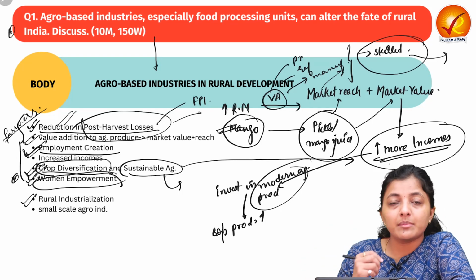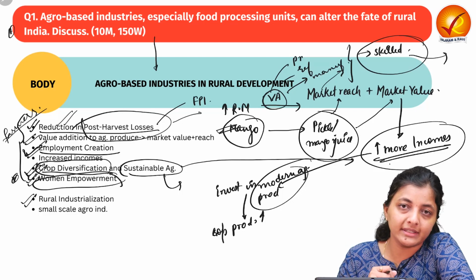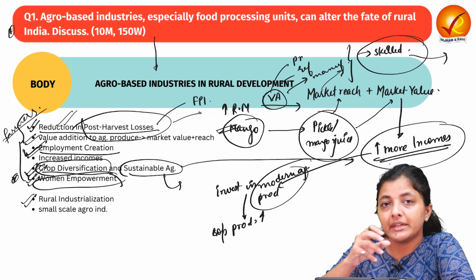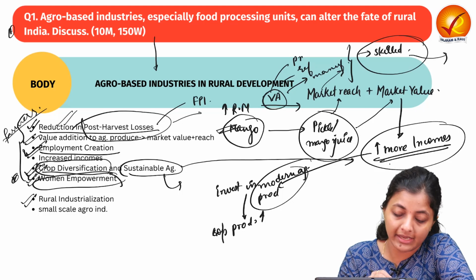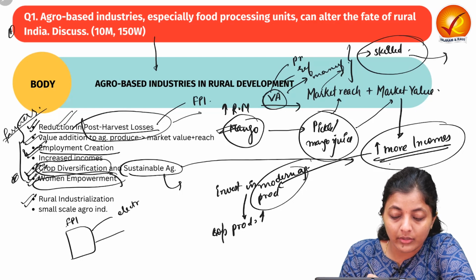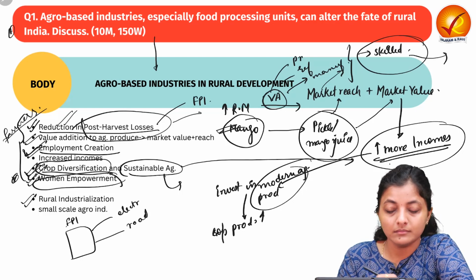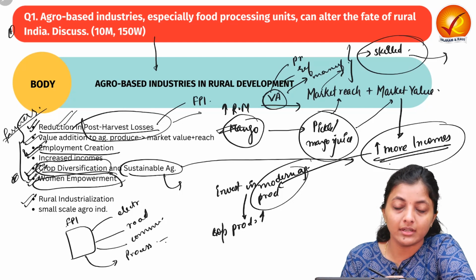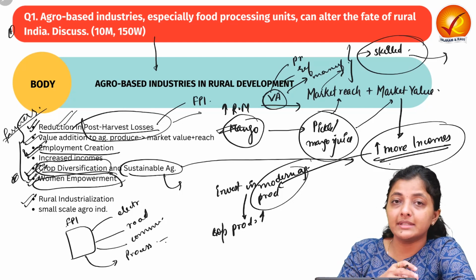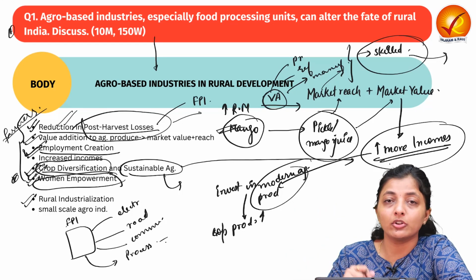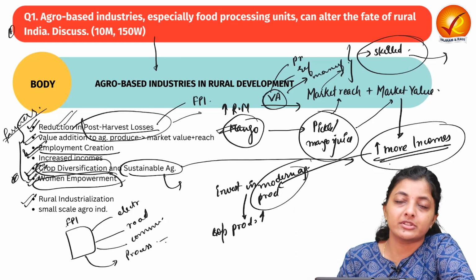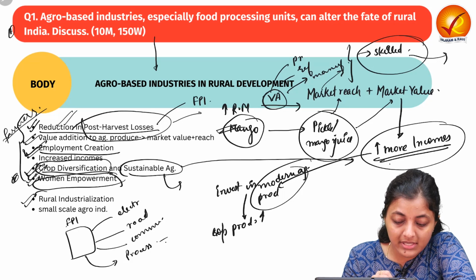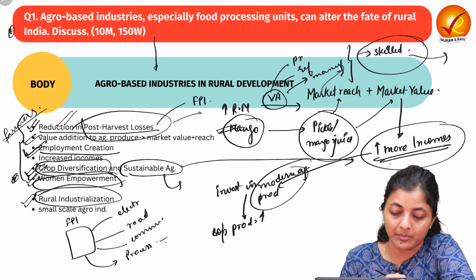Then, with the establishment of the FPI, the food processing industries, it necessitates the creation of other infrastructural projects. The food processing industry requires electricity, road connectivity, communication lines, processing units, etc. So it means the development of one sector can have a positive spillover effect, or ripple effect, over the other infrastructural sectors. This way rural industrialization can happen.